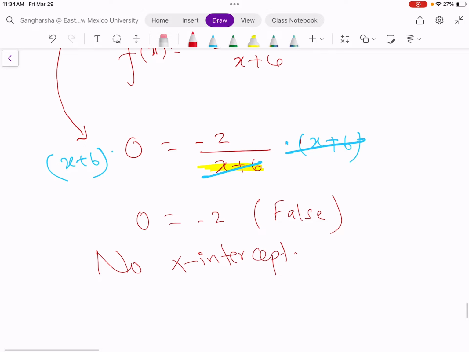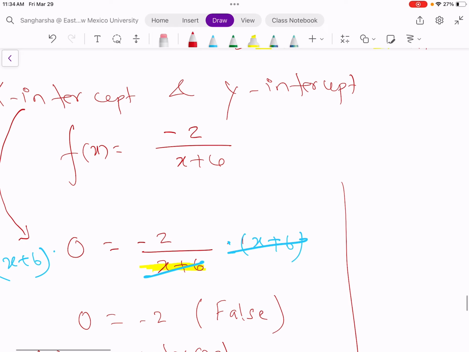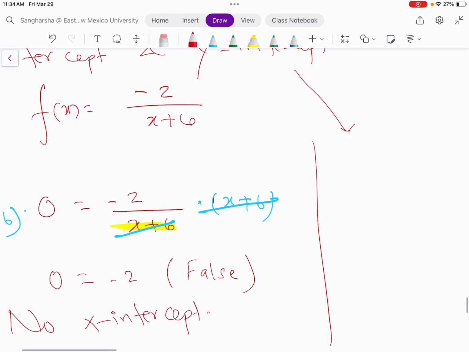Now let's find the y-intercept. And how do we find the y-intercept? What do we know about the y-intercept? Yes, the y-intercept has x-coordinate 0. So you substitute 0 for every x in this function. So we have f of 0 equals -2 divided by 0 plus 6. So we have -2 divided by 6, that is -1 divided by 3. Okay, so when you are finding the y-intercept, you substitute 0 for every x in the function.